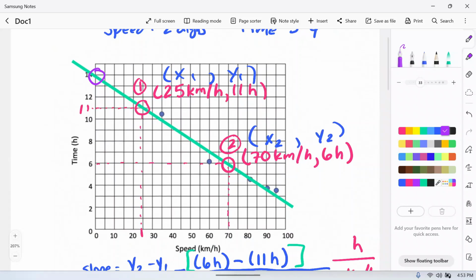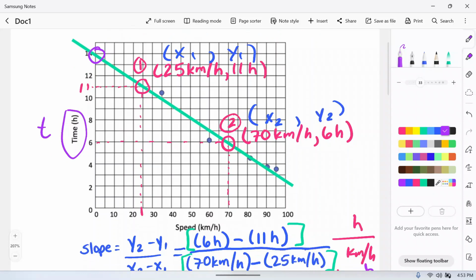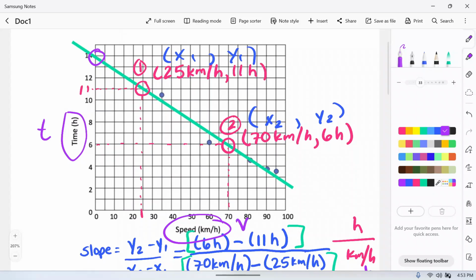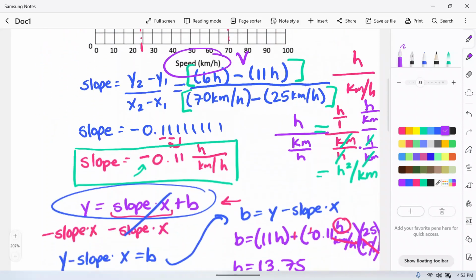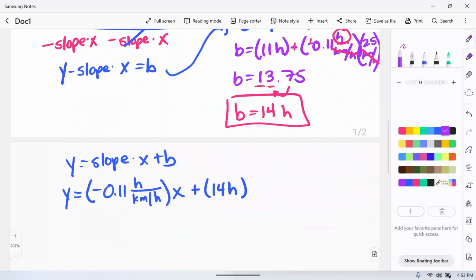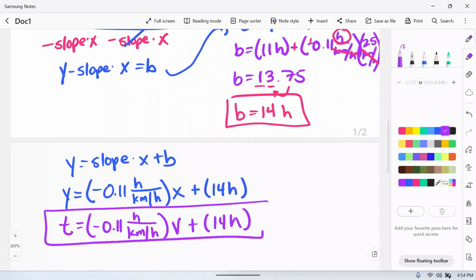In this case, if you look at the prompt of the problem, they told you that time is lowercase t and speed, we use a lowercase v. So we always want to switch from our x-axis variables and y-axis variables, from x and y to those physics variables. So our y-axis was time, so I replace y with time. I keep the slope exactly as is. And then my x-axis variable was speed, v, and I keep my y-intercept as is. And so that is now our best fit equation.